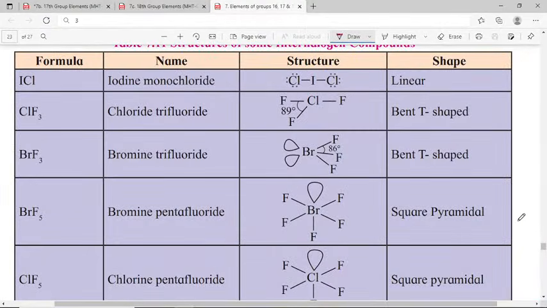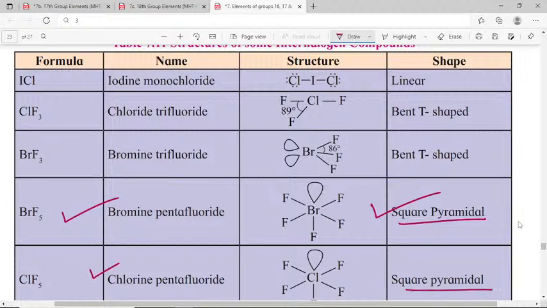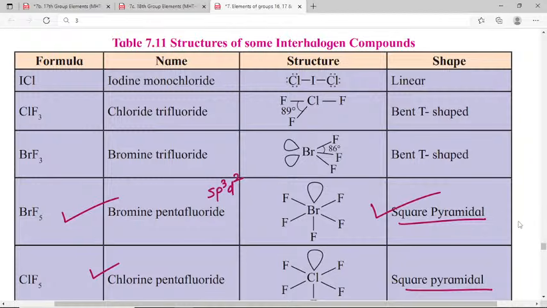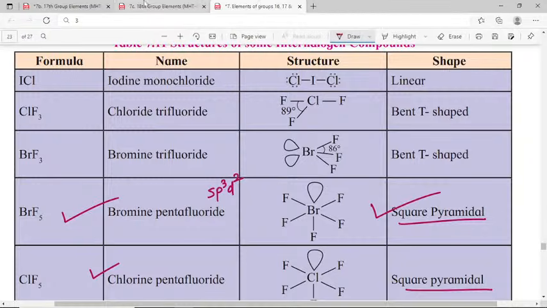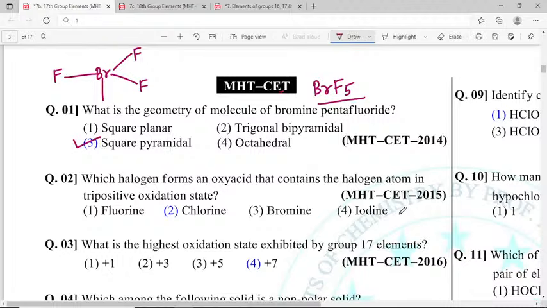So what is the structure here? This is called square pyramidal. Bromine pentafluoride has a square pyramidal structure. Same case, chlorine pentafluoride also has a square pyramidal structure. Please note down, the type of hybridization is sp3d2. Please note down sp3d2. Okay, get it? Next question.